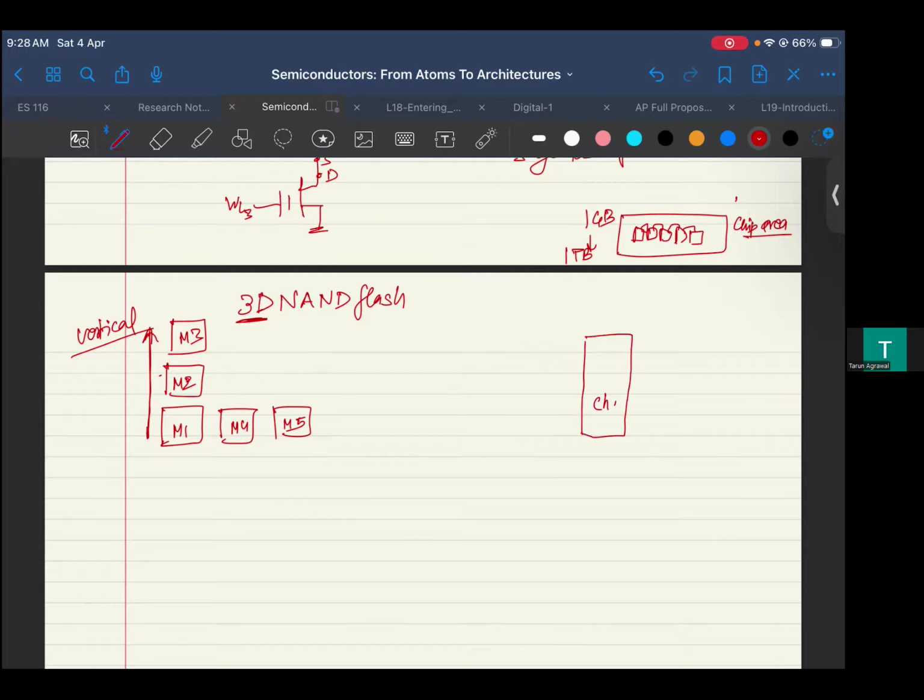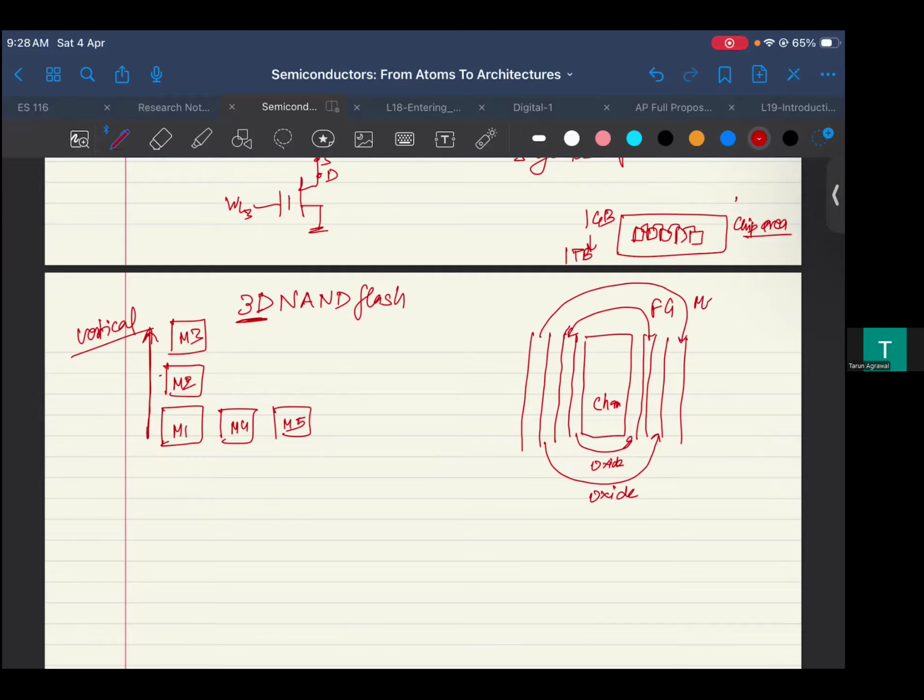Let's say this is your channel, for example. On top of that you have oxide. So this is your first layer of oxide. Then on top of that you have the floating gate, and on top of that you have another oxide, and then your metal: one, two, three. So this is your oxide, this is your second layer, the floating gate. Then the third is your oxide again, and then your metal or whatever. And this is the channel.